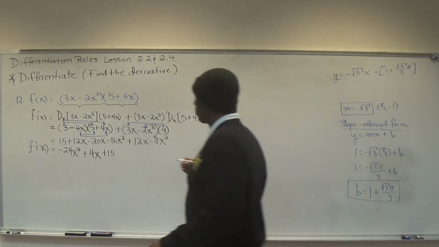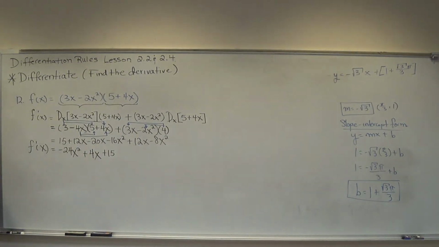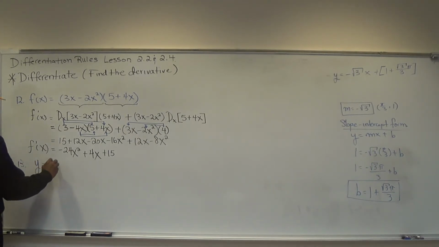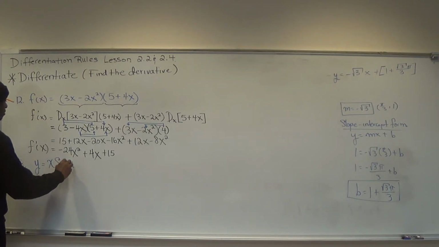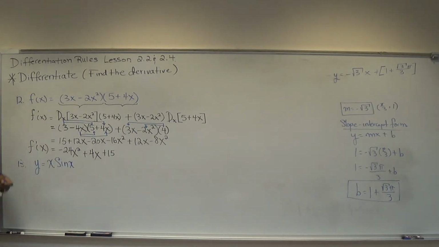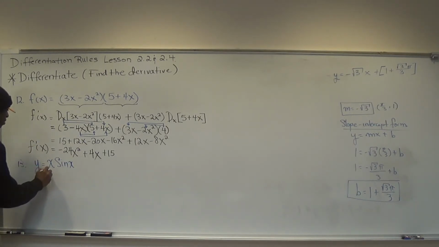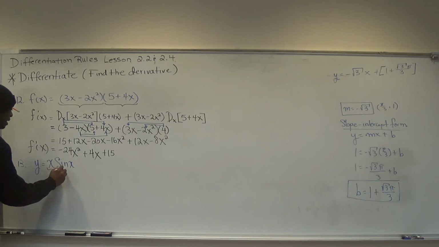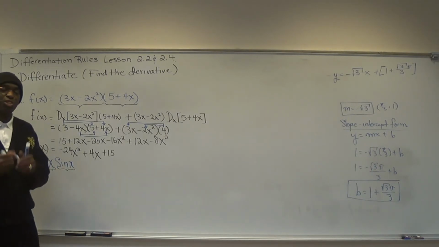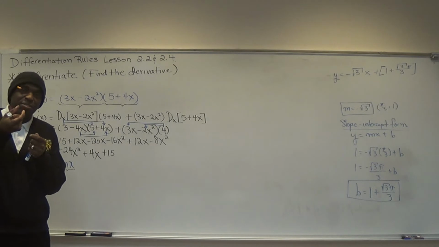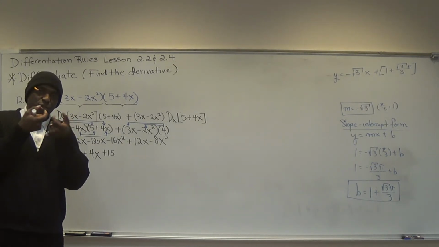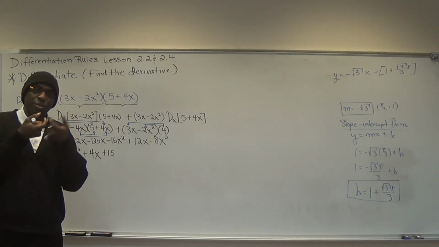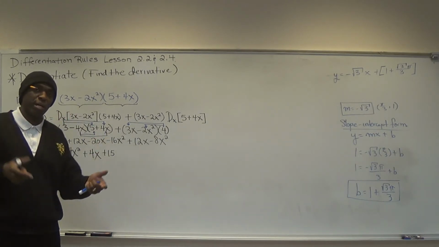All right, now, number 13, let's take a look at y equals x sine x. All right? So I have two factors. I have x times sine x. That's the product here. It's x times sine x. Those are the two factors that we're multiplying together to produce our product.